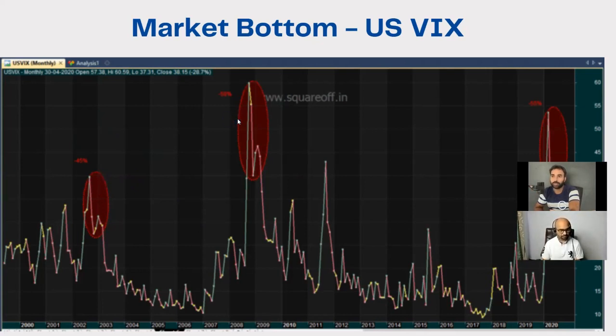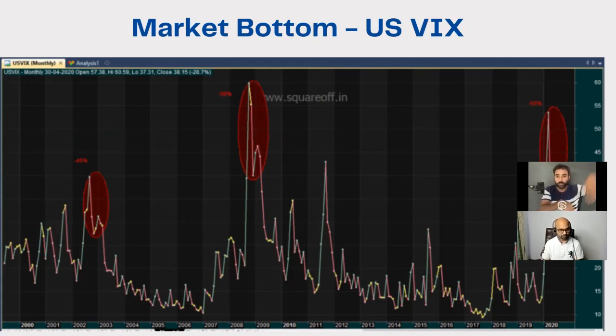After the VIX shot up during the Lehman crisis period in October, by December VIX went down more than 50%, about 58%. And the same thing happened in 2020. By April, VIX crashed almost 50%. So in all these three different phases of market crash, the VIX crashed.